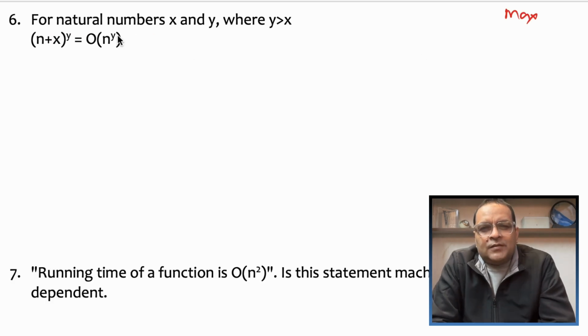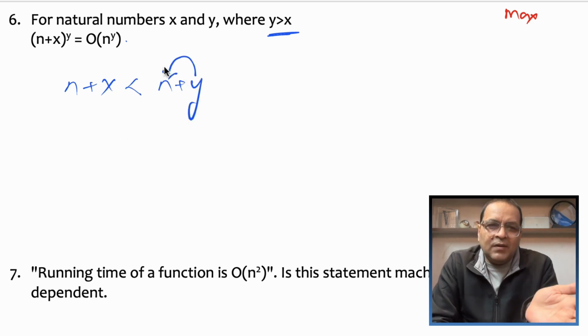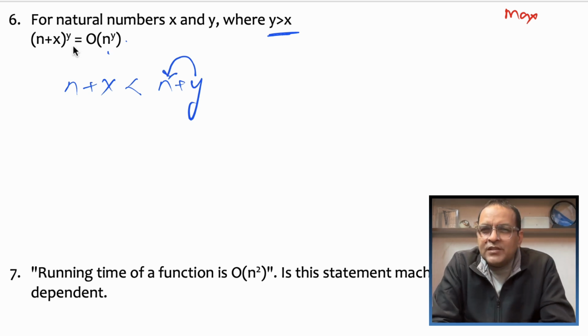Let's move to the next question. For natural numbers x and y, where y is greater than x, (n plus x) whole raised to the power y is order of n raised to the power y. Because y is greater than x, we can say that n plus x will be less than n plus y. It means that y will raise the number much higher when added to n as compared to x. So this equation is also true.